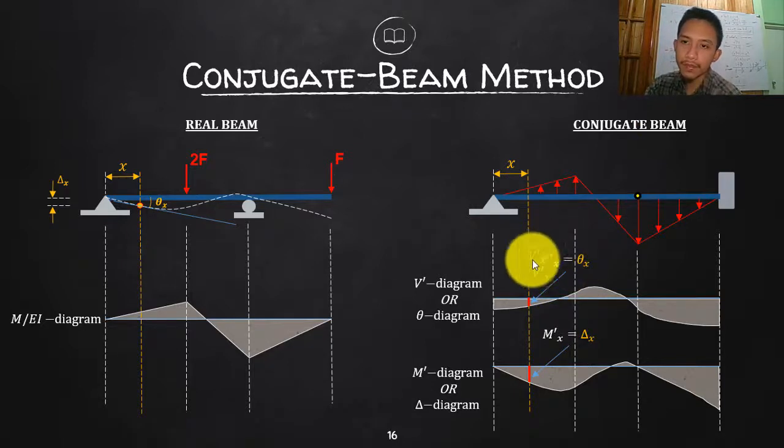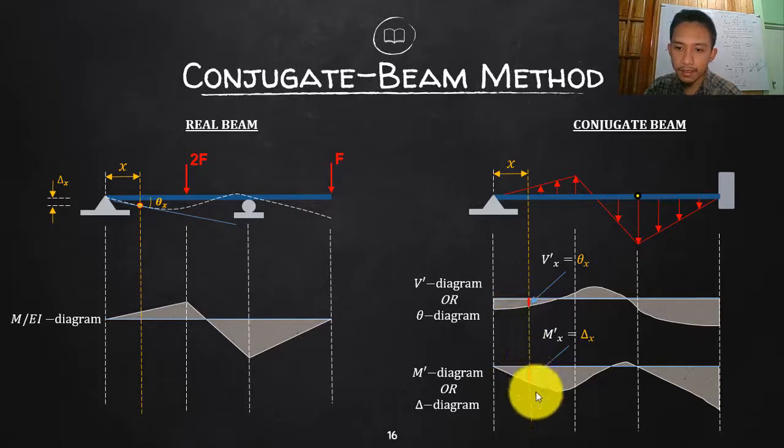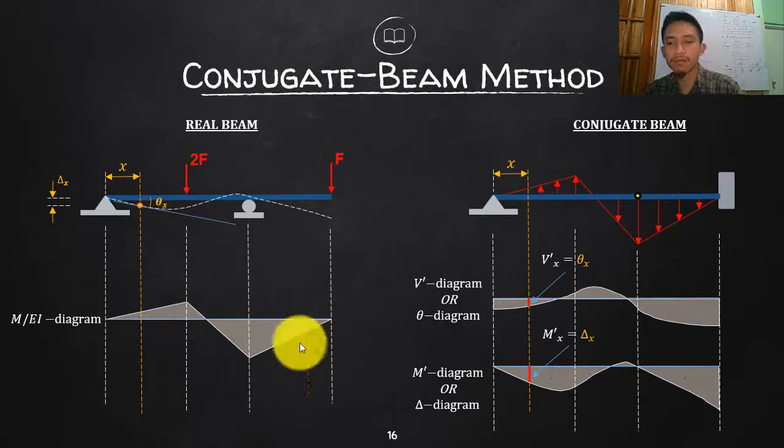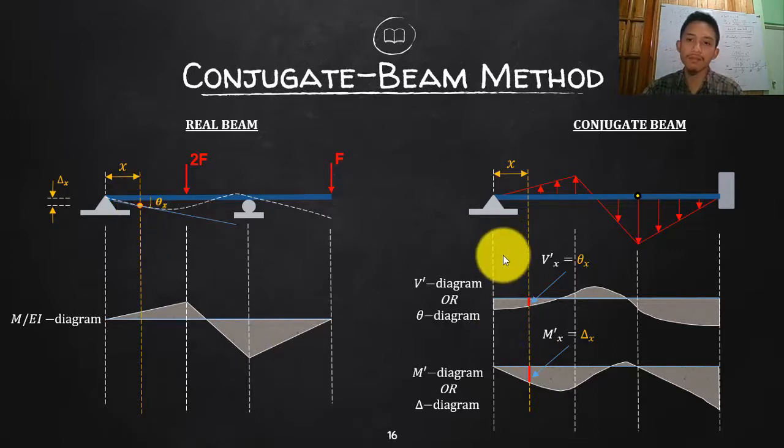So the shear of your fictitious beam at a distance x is equivalent to the rotation on the actual beam at that distance x. And the moment on the moment diagram of the fictitious beam is exactly equal to the delta, or the deflection, on the real beam or the actual beam. So that is the conjugate beam.